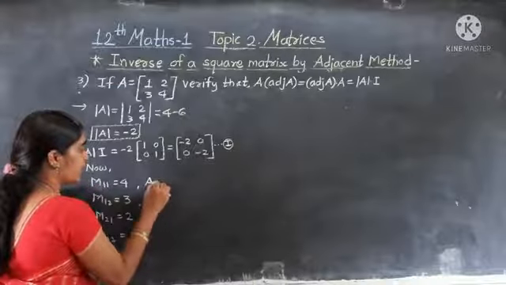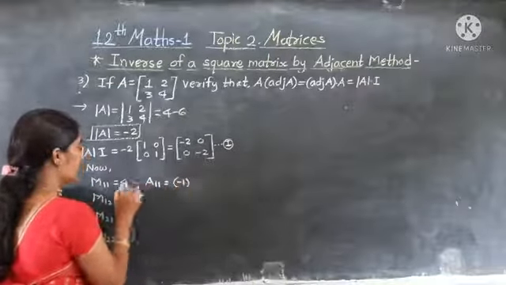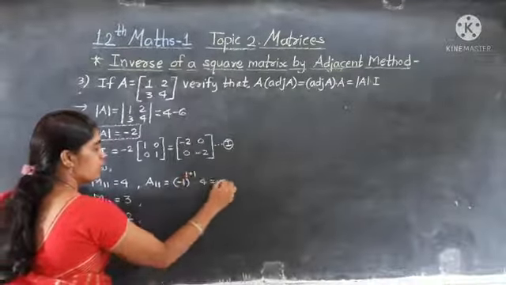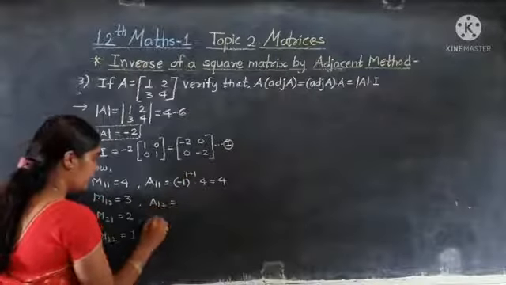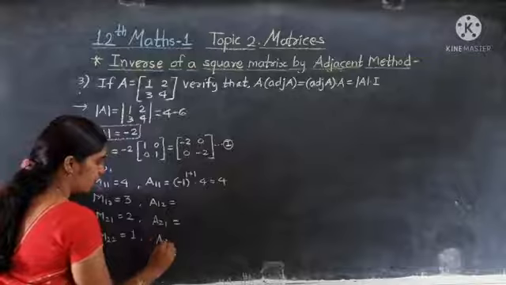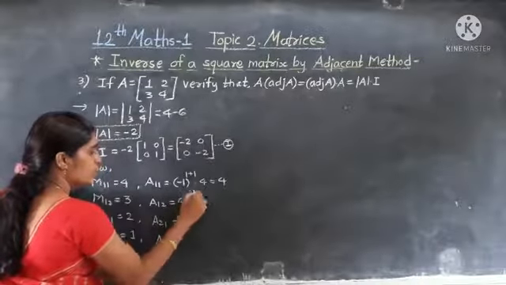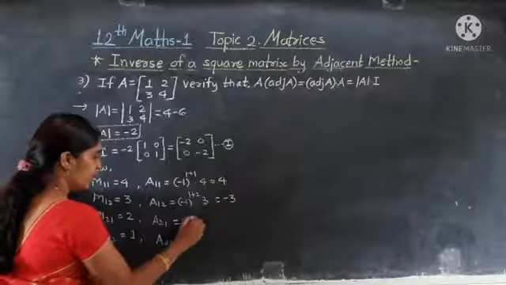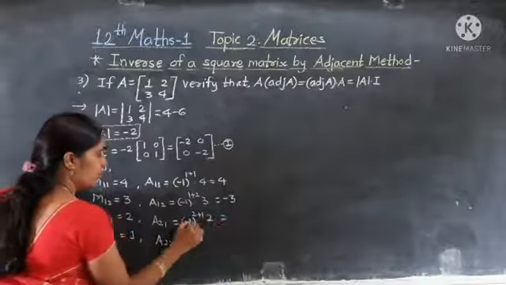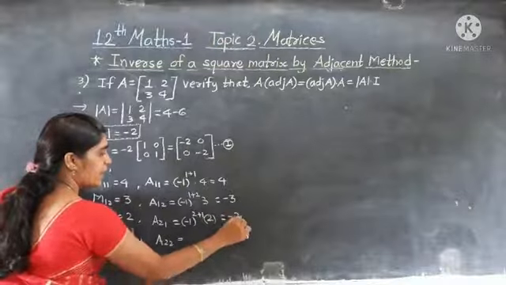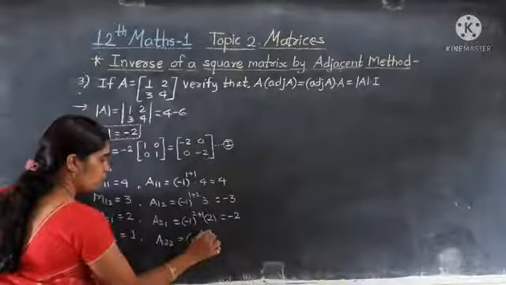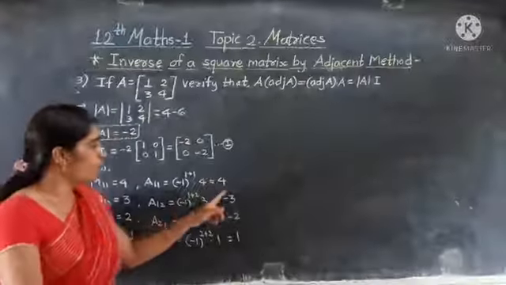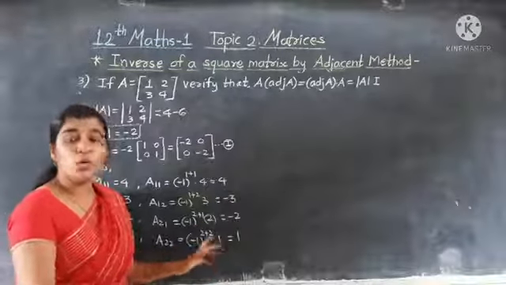From this we find the cofactor. A11 is equal to (-1) raised to 1 plus 1 into M11, which is 4. (-1) raised to 2 means here 4. Then you find A12, A21 and lastly A22. (-1) raised to 1 plus 2 into 3 means -3. Here (-1) raised to 2 plus 1 into 2 is -2, and lastly (-1) raised to 2 plus 2 into 1 means 1. So we get 4, -3, -2 and 1 as the cofactors.